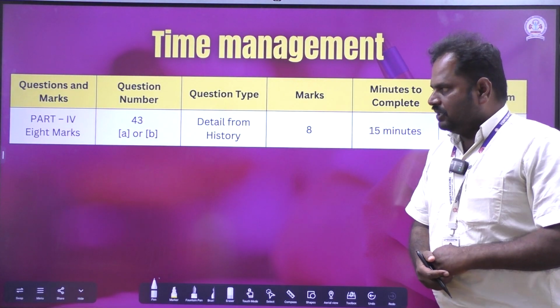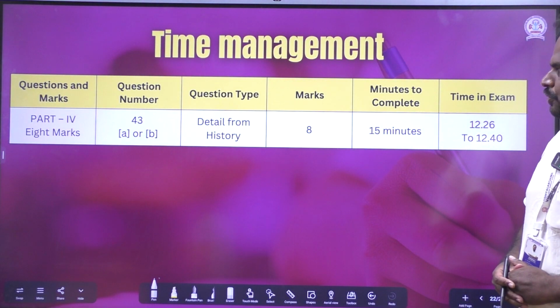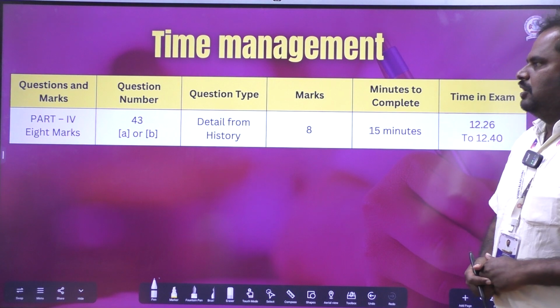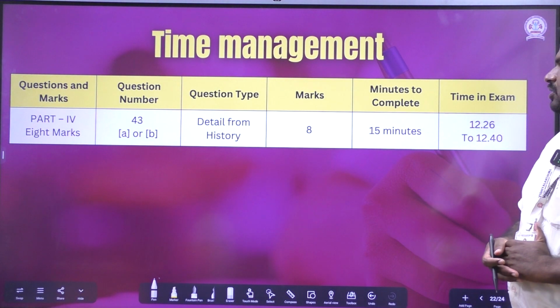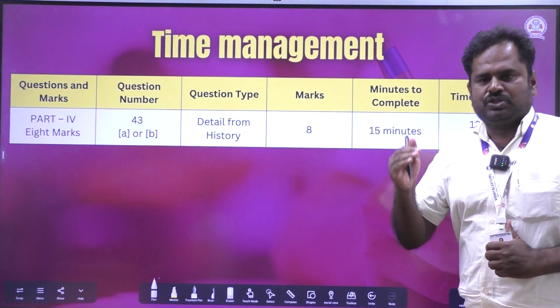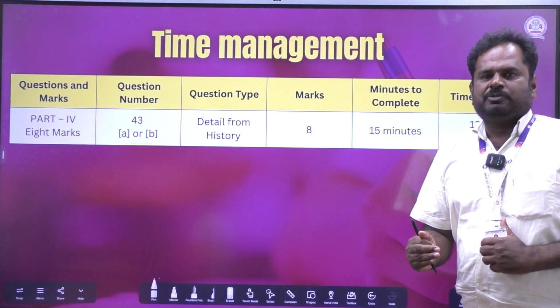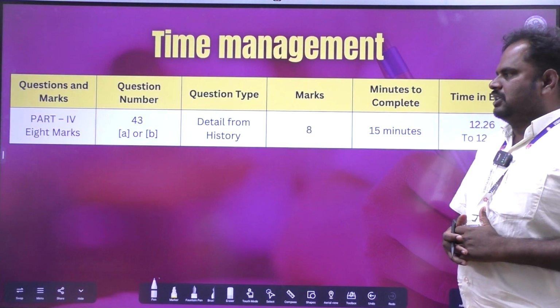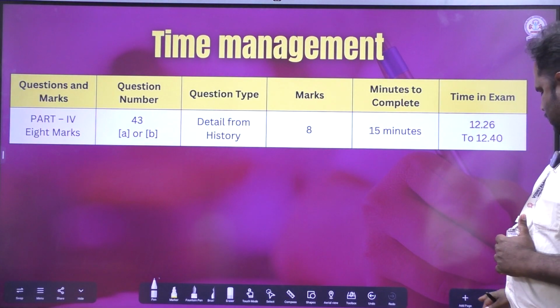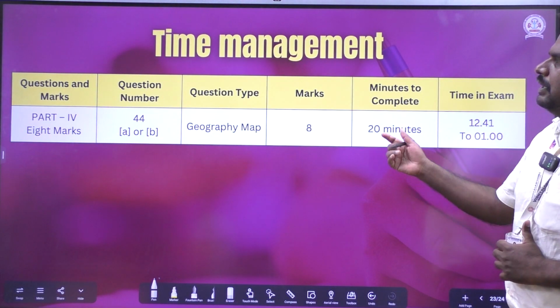Next, the 43rd question, part number 4, an 8-mark question. Especially 43 is a detailed answer or essay type question. You have to take 15 minutes to complete this. Especially you have to make a synopsis for this essay type question. Then you can get full marks.